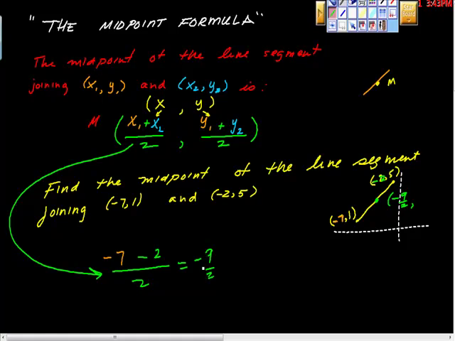Okay, so now I'm going to go do the other part of it. I'm going to look at the y value. So now I'm at the second part of this equation right here. And that y value is 1. The y value of the second one is 5. So 1 plus 5. They were both positive, so nothing changed. Divided by 2 is 6 divided by 2 equals 3. And there we have it.